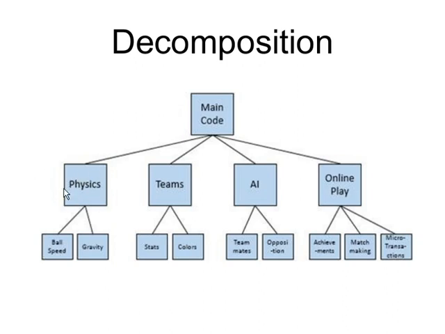You might have one person working on the physics engine. You could work on the team mechanics, such as statistics and colors, separately. You could then sit down and figure out the artificial intelligence for your game. And then as a separate task, you could think about how the online play mechanics might work. Additionally, you could further break down each of these tasks into further subtasks, such as thinking about how achievements might work, matchmaking, and even microtransactions.